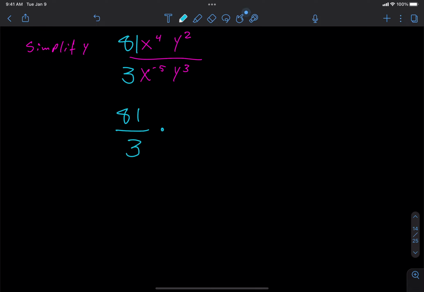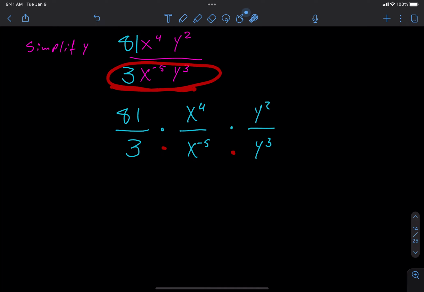81 divided by 3 times x to the 4 over x to the minus 5 times y squared over y cubed, right? We can break it up like that because if we were to multiply straight across 81 times x to the 4th times y squared, that's exactly what this is. And if we were to multiply straight across in the denominator, we'd get exactly this denominator. So if you find it helpful to split it up like that so that you can see what goes with what, then that's something that you can do.